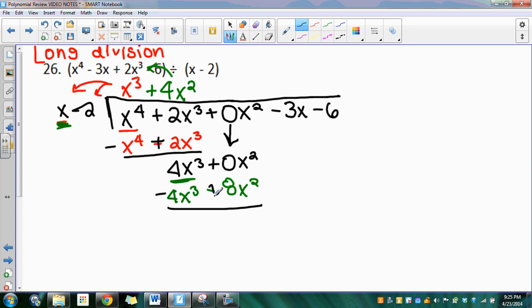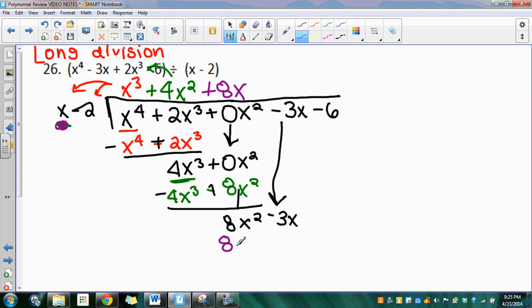Switch your signs, and then add them up. 8x squared, bring down that term, minus 3x. Alright, keep going. 8x squared, we're going to have to multiply x by a positive 8x.